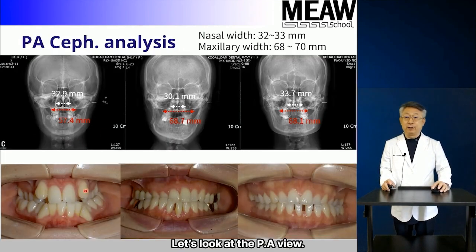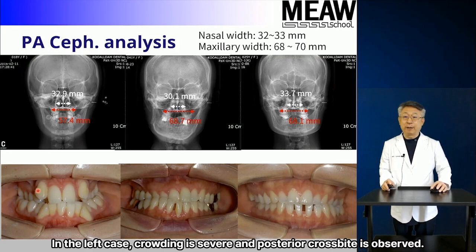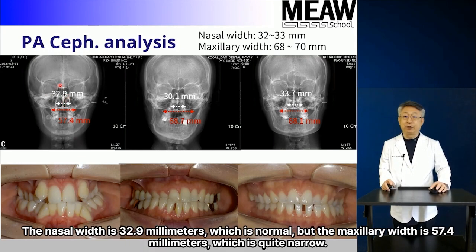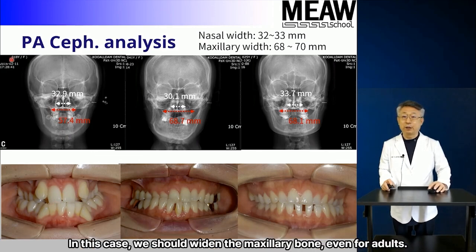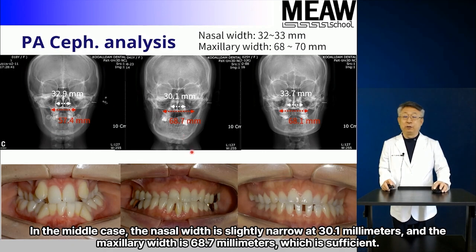Let's look at the PA view. In the left case, crowding is severe and posterior crossbite is observed. The nasal width is 32.9 millimeters, which is normal, but the maxillary width is 57.4 millimeters, which is quite narrow. In this case, we should widen the maxillary bone, even for adults. In the middle case, the nasal width is slightly narrow at 30.1 millimeters, and the maxillary width is 68.7 millimeters, which is sufficient.